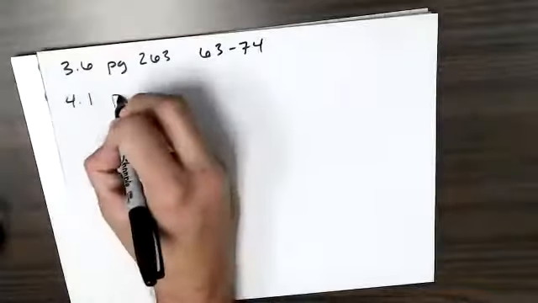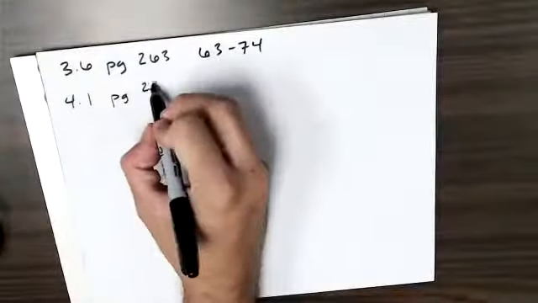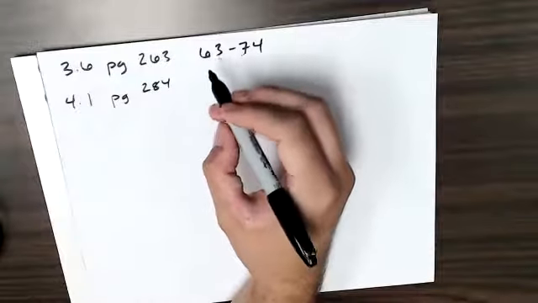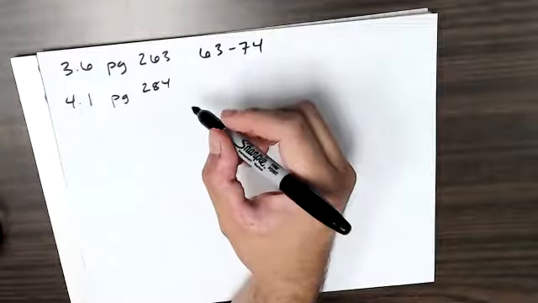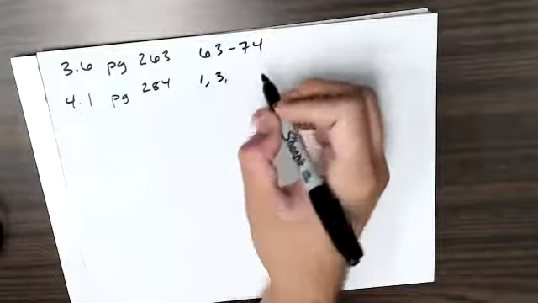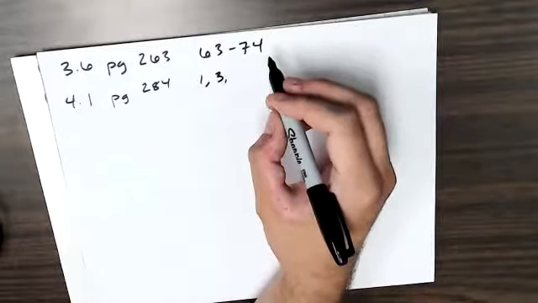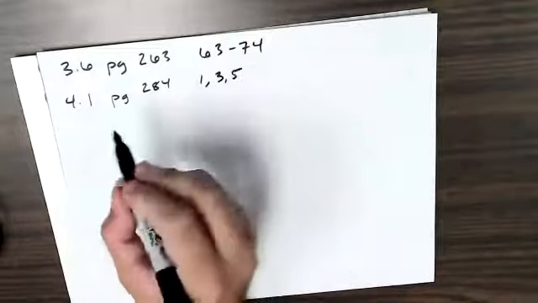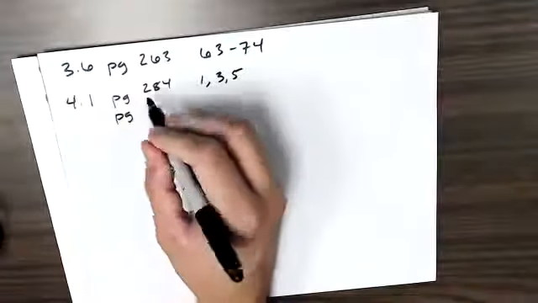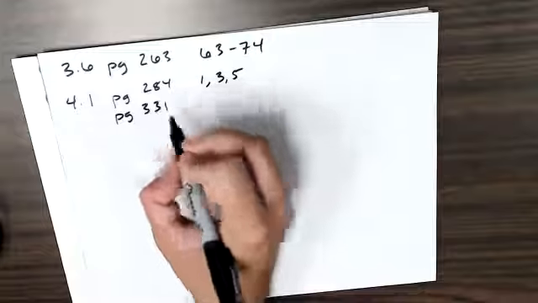On page 284, numbers, let's say 1, 3, and 5, so you have the answers. And then flipping over to the review, on page 331.